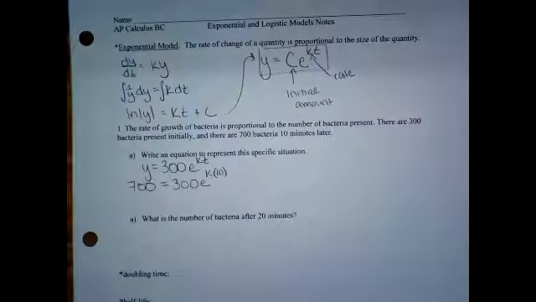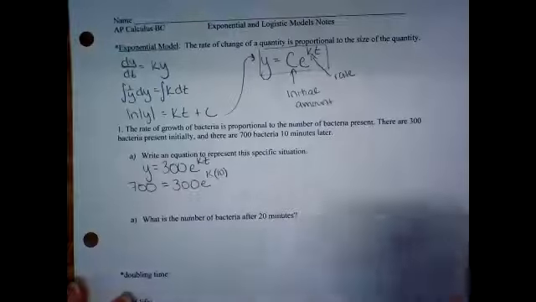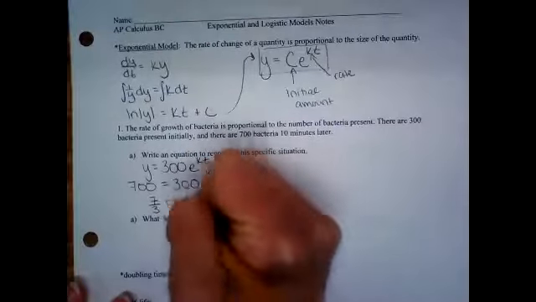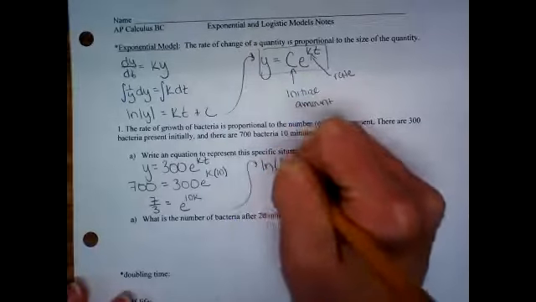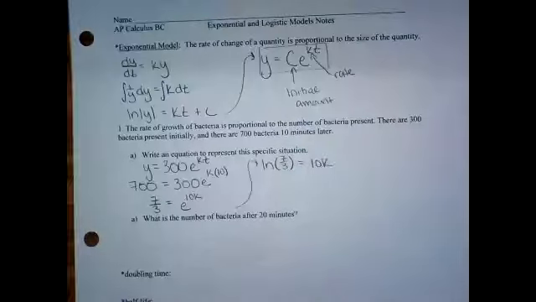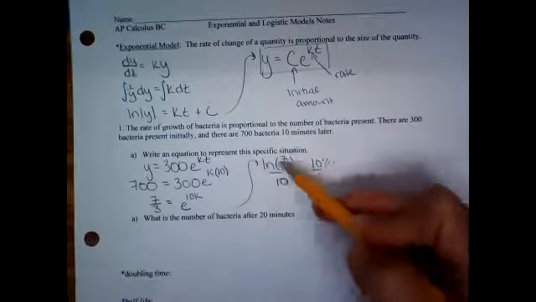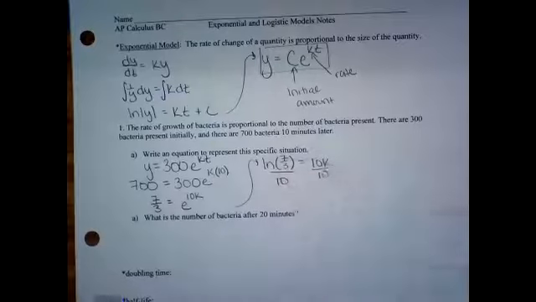So what would you do to both sides to start solving the equation? Not yet, but we will. Divide by 300. 700 over 300 is 7/3 equals e to the power 10k. And then we're going to ln both sides to get rid of e. So you get ln of 7/3 equals 10k, and then divide by 10. So this is what you want to type in your calculator: ln 7/3 divide by 10.